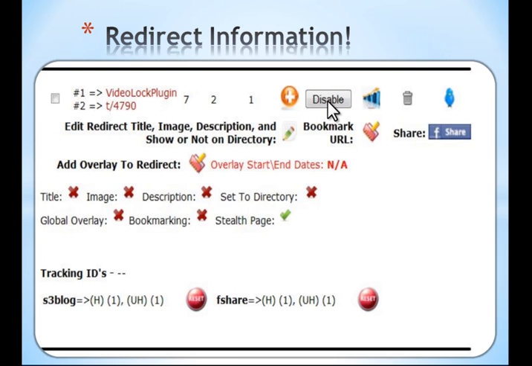You have your disable. It will turn this redirect off. If somebody clicked a disabled link, they end up going to your directory, so it's not wasted traffic. They're at least going somewhere. You can reset the stats. This reset only resets the main redirect. It doesn't affect your tracking IDs. You can remove this redirect. You have your Twitter share. Basically, when you click this, you have an option to write your own description.